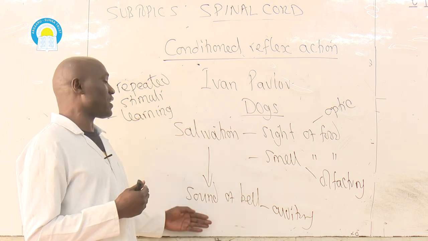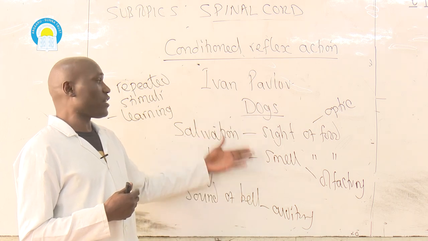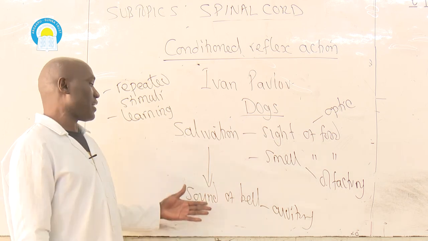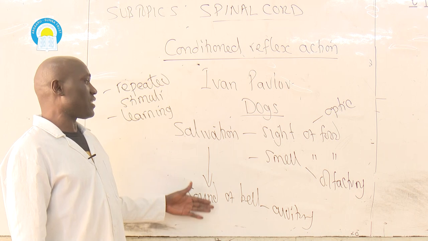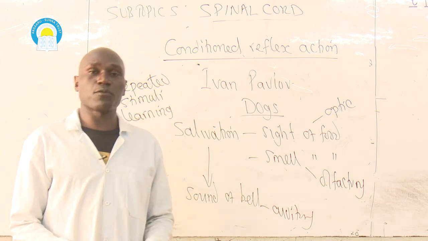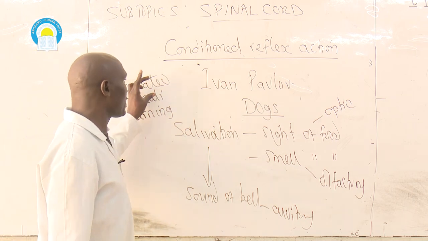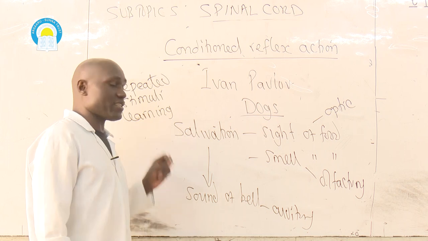But now in this case, the sound of the bell was accompanied by the sight of food and the smell of food. Later on, when the sight and smell of food were removed and replaced by sound, sound now became the stimulus for salivation. So for conditioned reflex action, there is repeated stimuli. It has to be repeated several times. And then it's also dependent on learning.